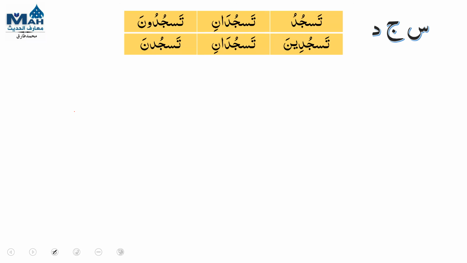Now, next, can you read? Sin, jim, dal, sajada. Okay, make it directly. Usjud, usjuda, usjudu, usjudi, usjuda, usjudna. Allah subhanahu wa ta'ala said to the Malaika, which one? Usjud, usjuda, usjudu, or usjudi, usjuda, usjudna?